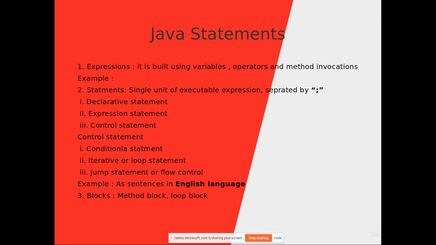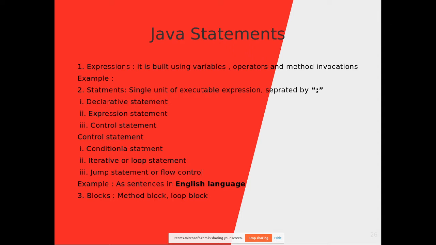You write a is equal to b plus c, or in mathematics 3 is equal to 1 plus 2, or 1 plus 2 is equal to 3. That is a valid mathematical expression, right? Using operators, and what are those operators? One is plus and one is the assignment operator. Similarly, in the Java programming language also we can write expressions.